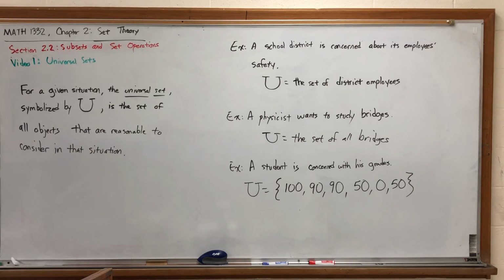So the concept of a universal set is pretty simple. It's all possible objects in consideration for a given situation.